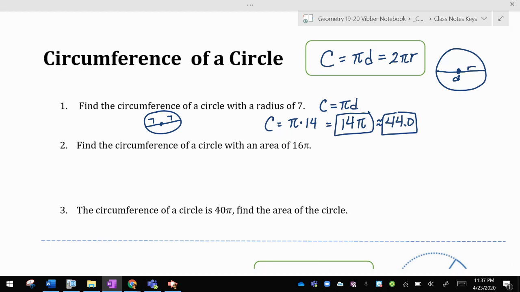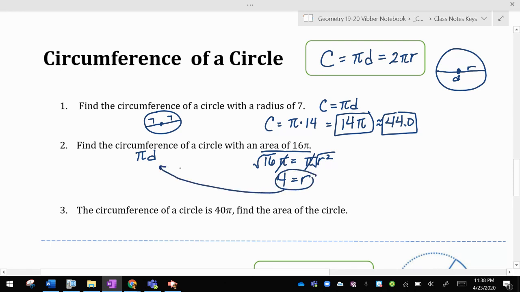Number 2, find the circumference of a circle with an area of 16 pi. Okay, well, if I want circumference, I need pi times diameter. They didn't give me the diameter, but they did tell me that the area is 16 pi. So I know 16 pi is equal to pi r squared, which means my radius was 4. Because if I divide both sides by pi, I know 16 equals r squared. And then if we square root both sides, I get a radius of 4. So if my radius is 4, then my diameter is twice that. My diameter is 8. So the circumference would be pi times 8, or 8 pi.